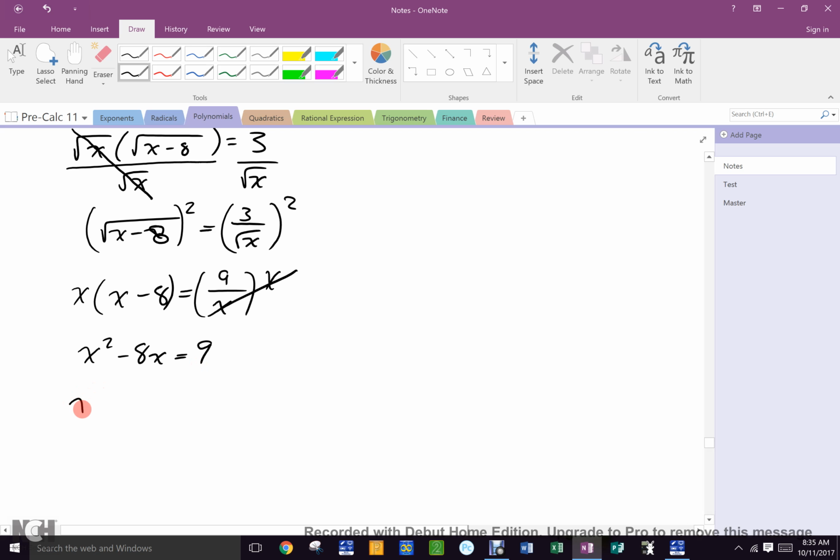Move the 9. X squared minus 8x minus 9 equals 0. Now what? Factor it. What is it? X minus 9, x plus 1. What are my possible answers? 9 and negative 1, correct?